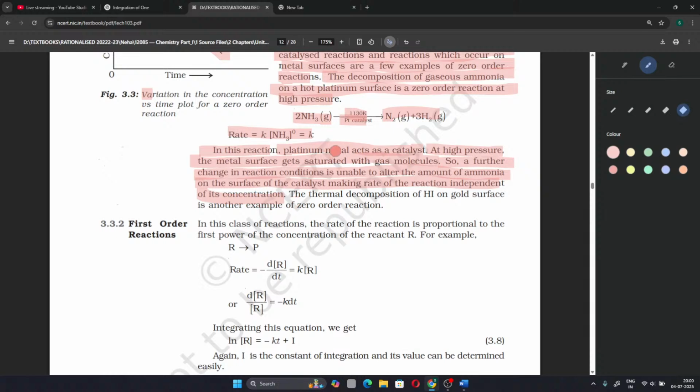In this reaction, platinum metal acts as a catalyst. At high pressure, the metal surface gets saturated with gas molecules. So the change in reaction conditions is unable to alter the amount of ammonia on the surface of the catalyst, making the rate of the reaction independent of its concentration. The thermal decomposition of HI on a gold surface is another example of a zero order reaction. Thermal decomposition of hydrogen iodide on a gold surface.